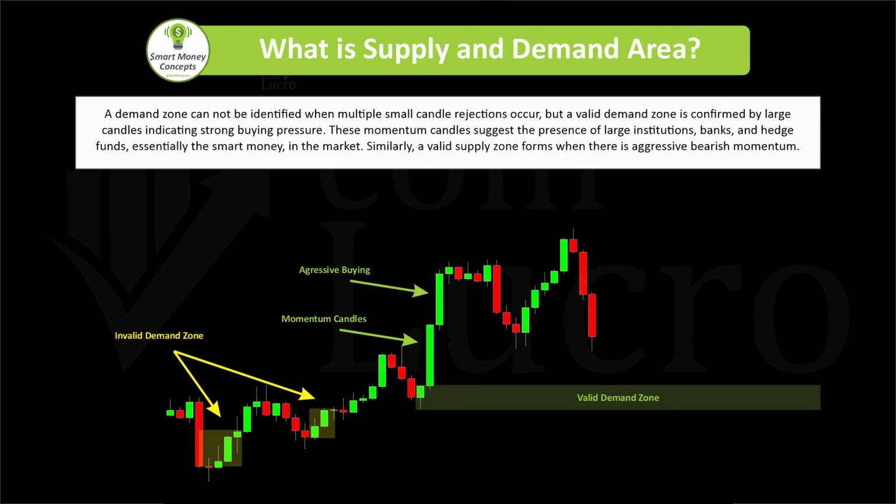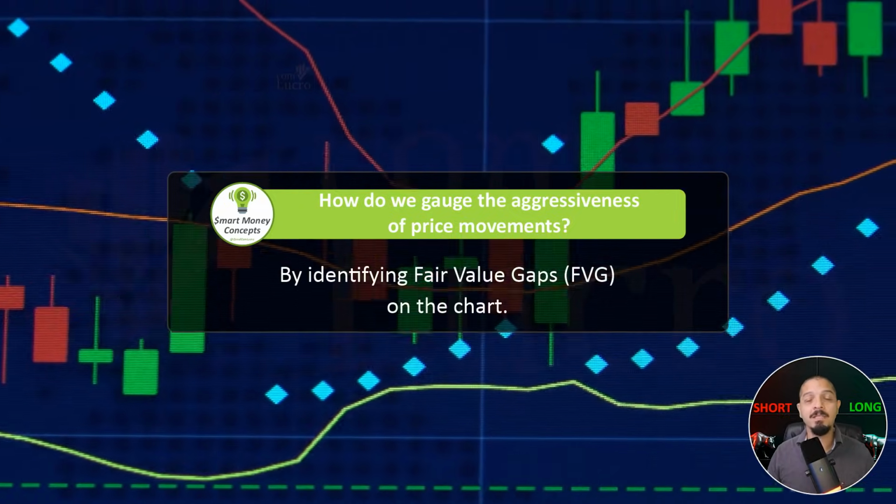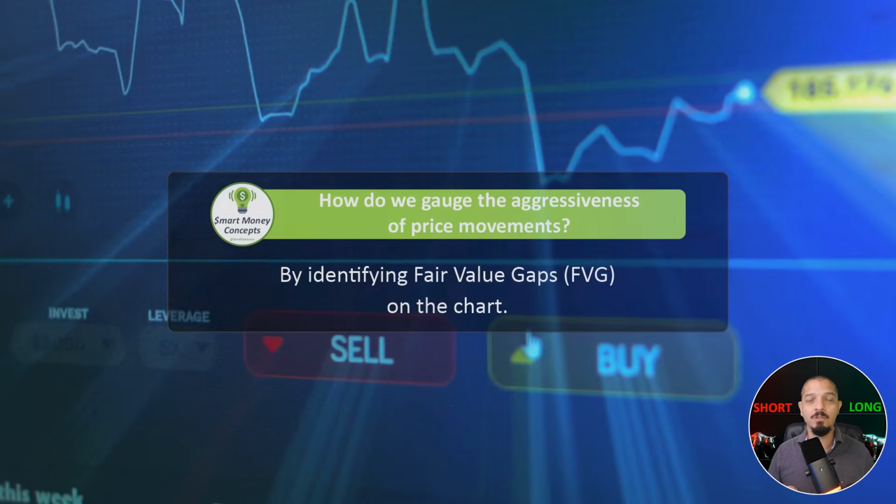These momentum candles suggest the presence of large institutions, banks, and hedge funds, essentially the smart money in the market. Similarly, a valid supply zone forms when there's aggressive bearish momentum. So how do we gauge the aggressiveness of price movements? By identifying fair value gaps on the chart.